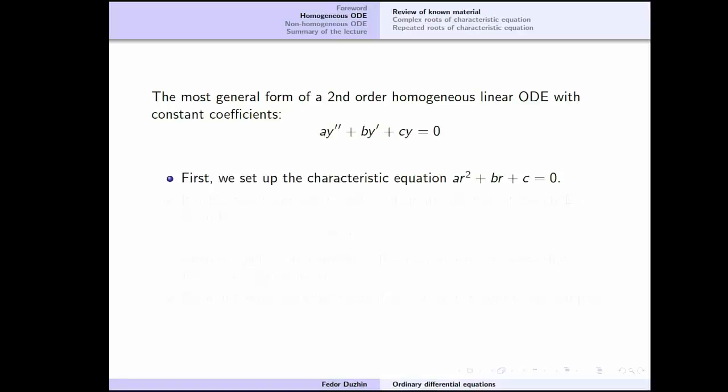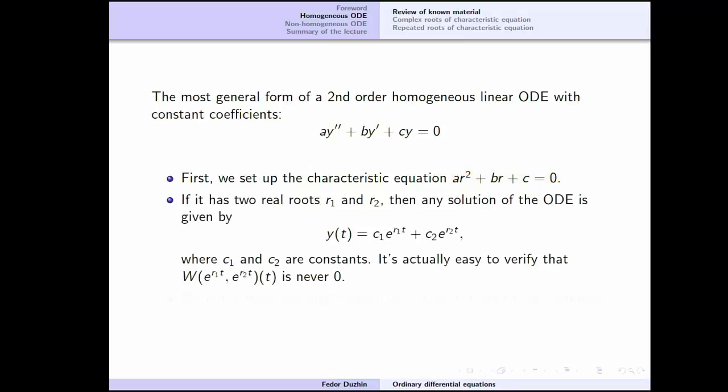In order to solve such a differential equation, you need to set up the characteristic equation first. The characteristic equation is just an algebraic equation with an unknown r and the same coefficients. If it has two real roots, then we are done. Then any solution of the ODE is going to be a linear combination of the exponential functions.